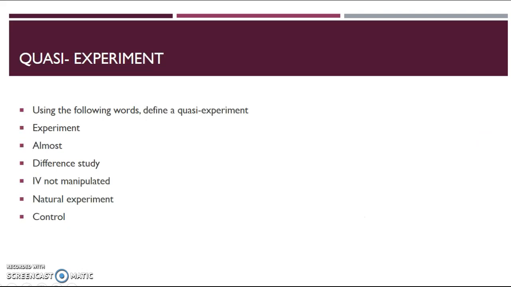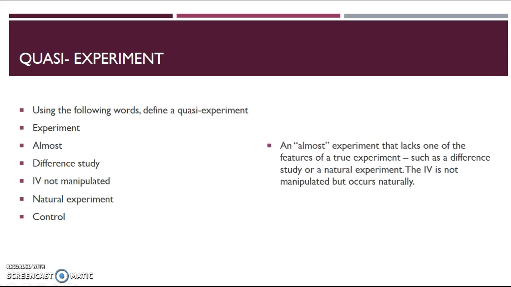Again, a quasi-experiment, very different in some ways from the other two. Using the bullet points on the left, pause the show and then write your own version. And hopefully you've got something like this. And as we've seen here, we've got two types of quasi-experiments, natural experiments and different studies.